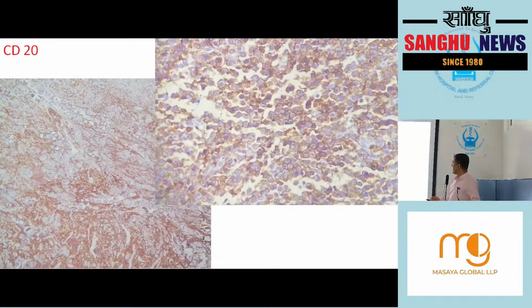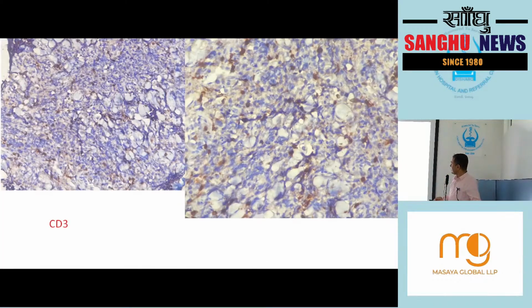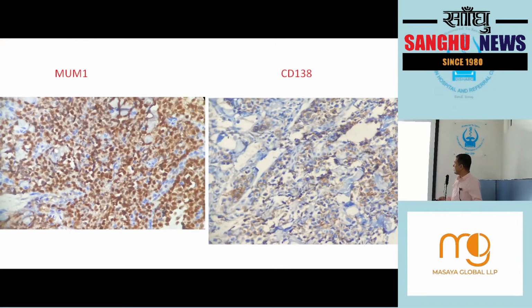CD20 is nearly 100%. So this is a lymphoma which is CD20 positive. Previously, all were T cell lymphomas. This looks like a B cell till now. CD3 negative, some interspersed lymphocytes only. MUM1 nearly 100% positive.